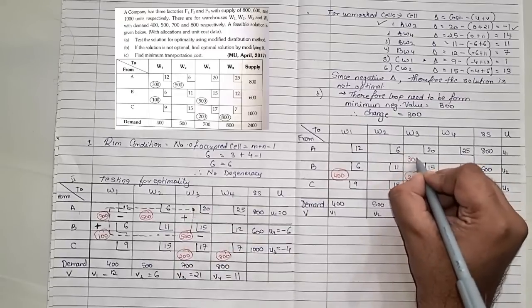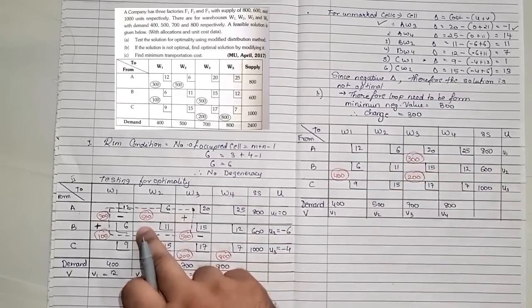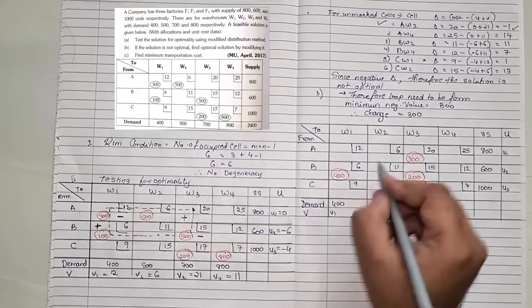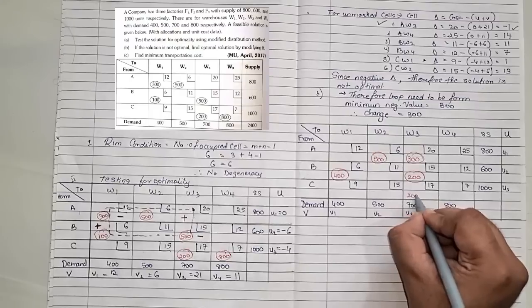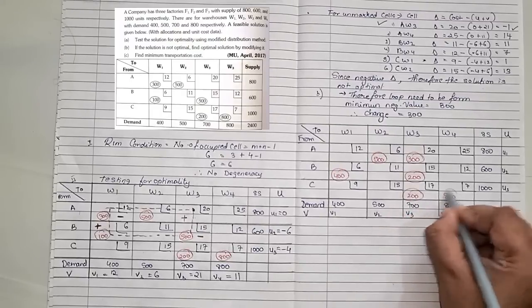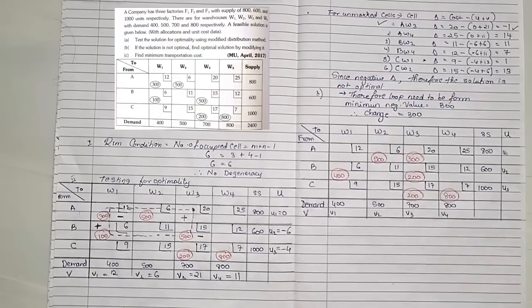So this will become 300. Now this value was not in the intercepted part, so all the remaining values will remain as they are. So this is 500, this was 200, and this is 800. So the other values remained as they are. Okay. Now once we get the new allocation, check for the rim condition again.